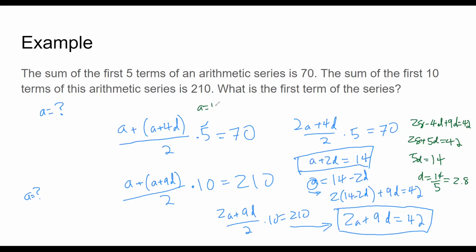A is equal to 14 minus 2D as we wrote here. So then we have 14 minus 2 times 2.8, and that gives us 14 minus 5.6, which should be 8.4. And that is our answer.